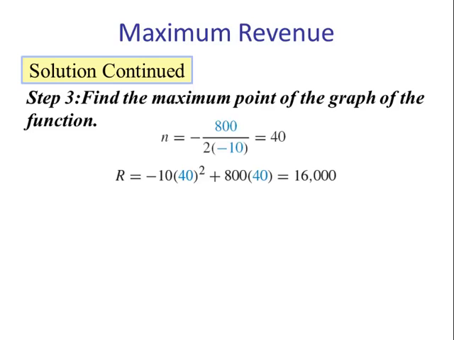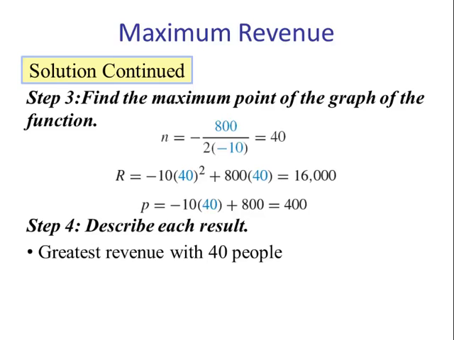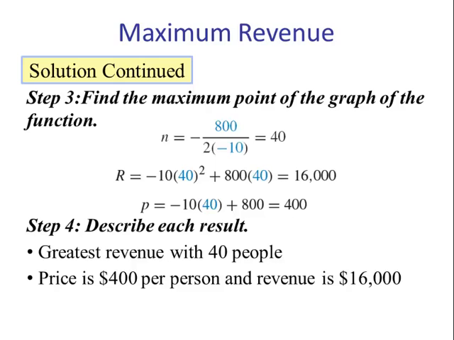Substituting 40 for n to get the amount of the revenue, we have 40 squared times negative 10 plus 800 times 40, which gives us a value of $16,000. So the price will be negative 10 times 40 plus 800, which is 400. So to describe each result, the gross revenue with 40 people, at $400 per person, gives us a revenue of $16,000.